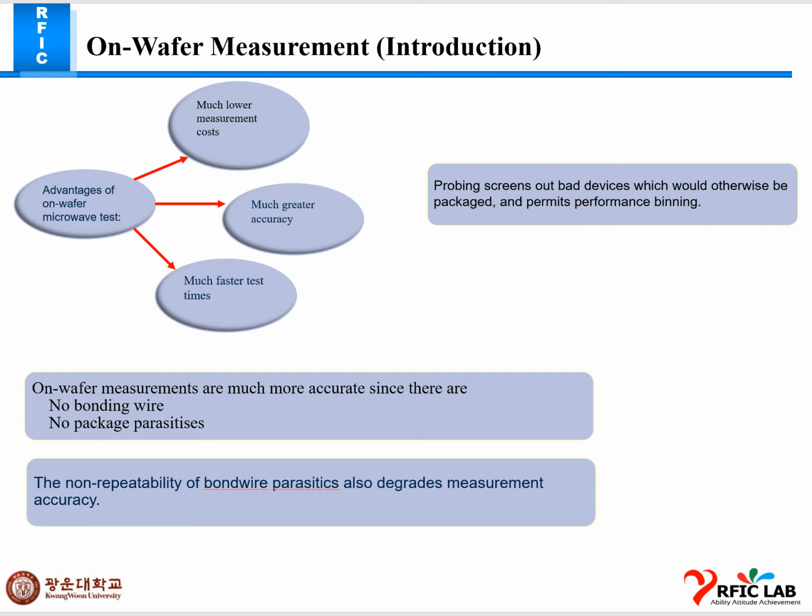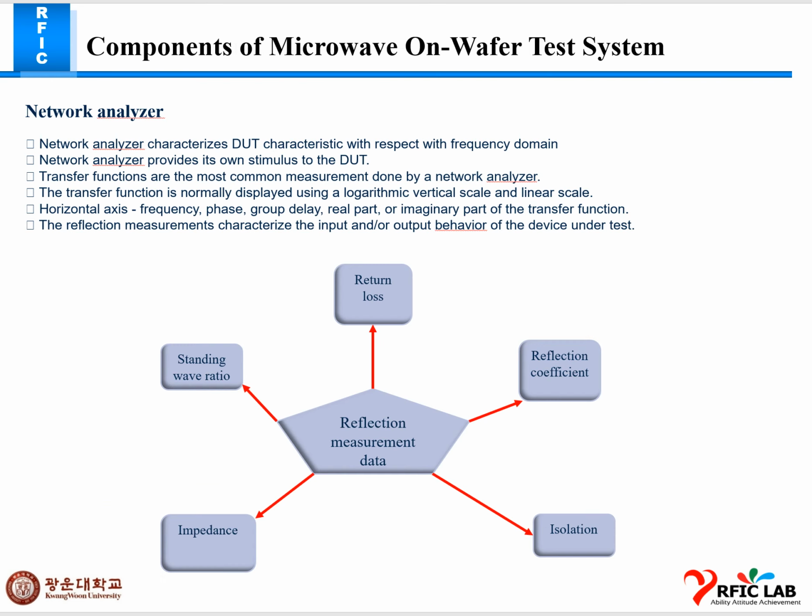On-wafer measurements are much more accurate, with no bond wire, no package parasitics, and no repeatedly bonded wire parasitics, which also degrade measurement accuracy. Under measurement, the first topic was the components of a microwave on-wafer test system.